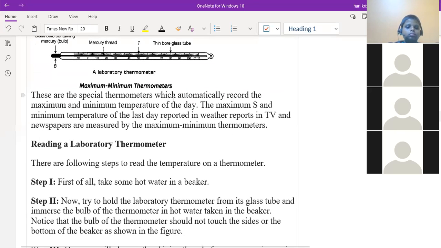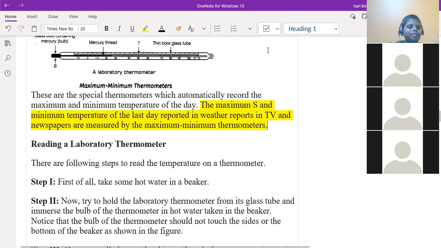Then these are the special thermometers which automatically record the maximum and minimum temperature of the day. The maximum and the minimum temperature of the last day reported in the weather reports in TVs and newspapers are measured by using the maximum and the minimum thermometers. Shortly, they're also called maximum minimum thermometers. Good. Do you know the hygrometers?